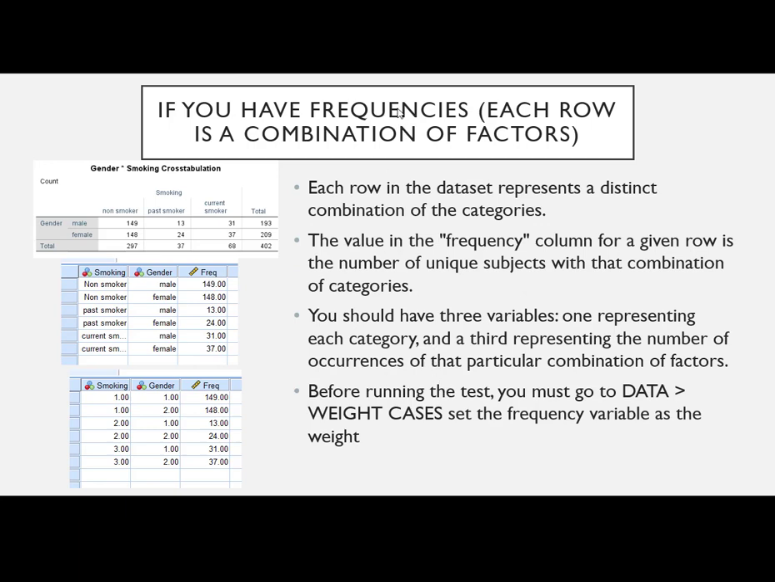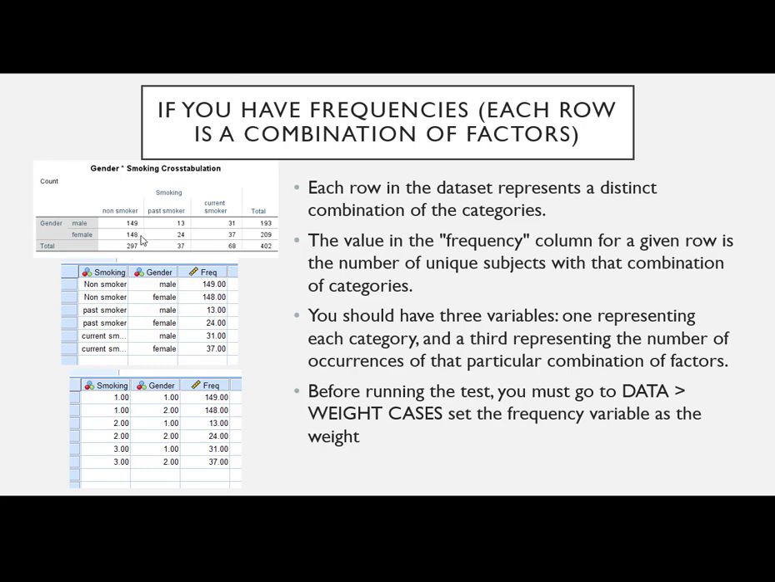So if you have the frequencies, and each row in the data set represents a distinct combination of the variables, we can go in and make this. We're going to tell the computer to create this contingency table. So this person's a non-smoker, and he's male. So we say non-smoker, we type male, and then we write 149 because that's how many there were in that box. Then we do non-smoker female, so that's this box, and we say 148.